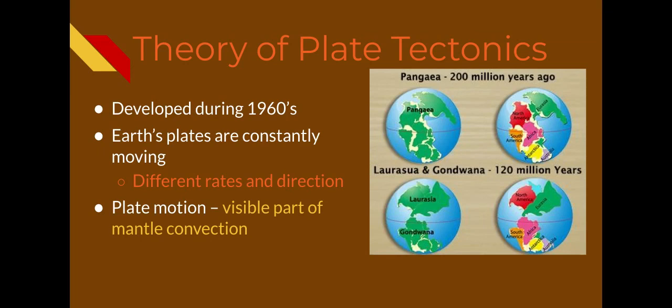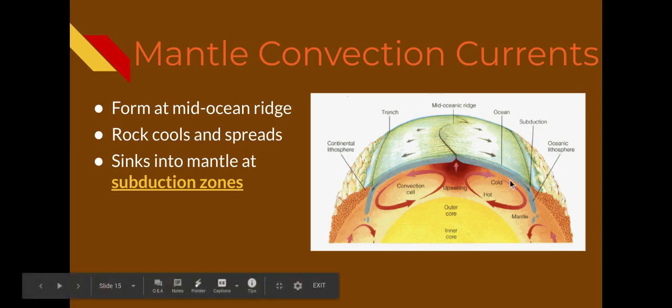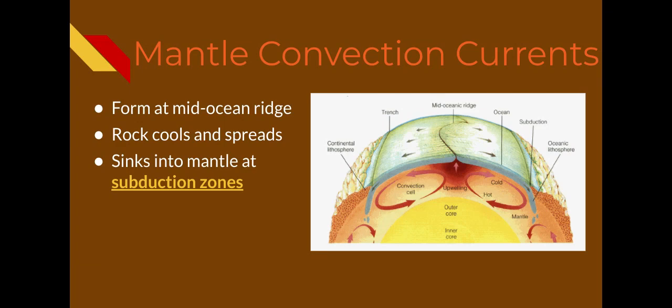Now, plate motion is a visible part of mantle convection. The plate motion that we see is due to the mid-ocean ridge and also the subduction zones. Mantle convection currents: a convection current is a loop of energy that forms. We also have convection currents on the sun. It forms at the mid-ocean ridge. Rock cools and spreads and then sinks into the mantle at subduction zones. So down here, hot air rises. That's why the magma is going to rise to the surface, because it's very hot. And then the cooler crust is going to sink, and that's how the convection current happens.